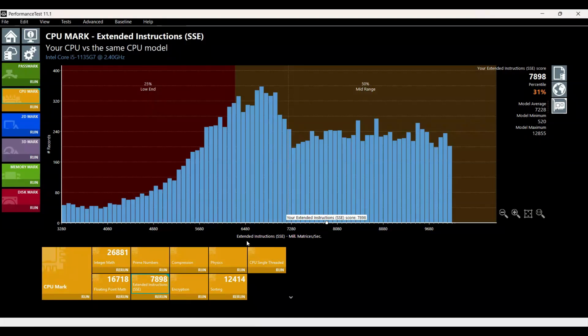So yeah, to conclude my analysis, the floating point unit of this CPU achieved a converted throughput of, which is here, 16.718 GFLOPS, while the vector heavy extended instructions achieved 7.898 GFLOPS. So the SIMD pipeline is highly efficient because it processes multiple data points simultaneously using a wide data path in a single instruction cycle.